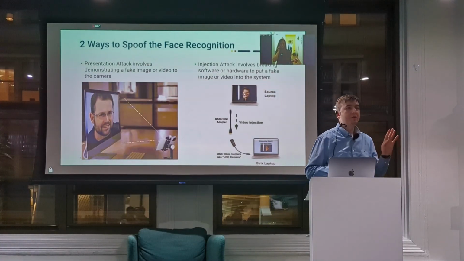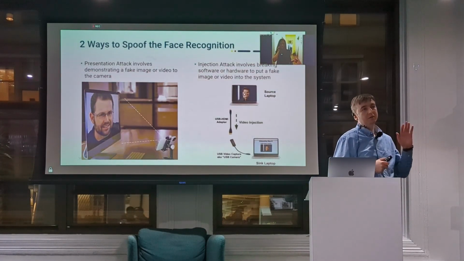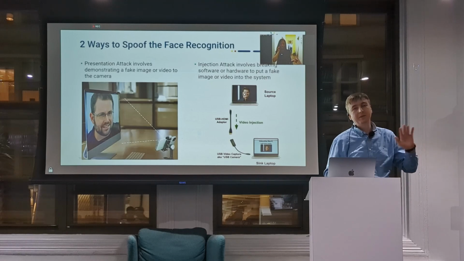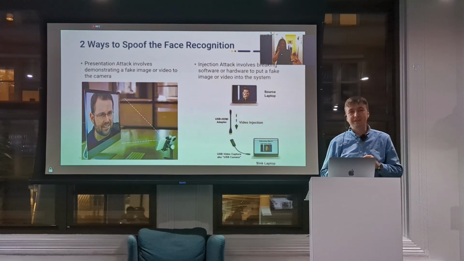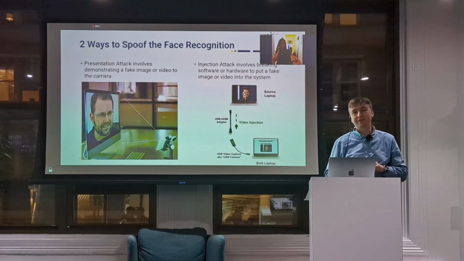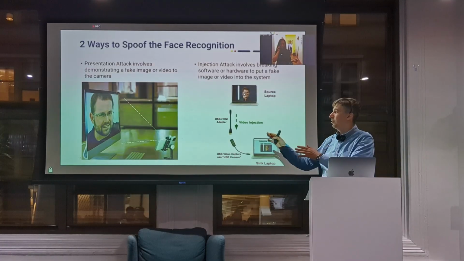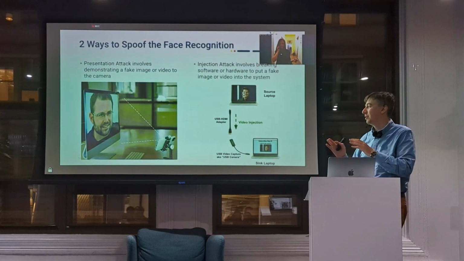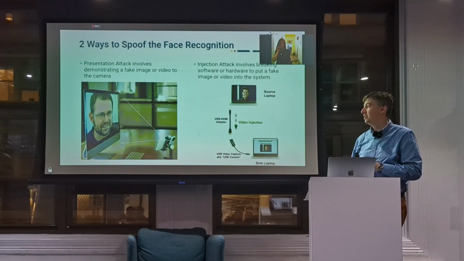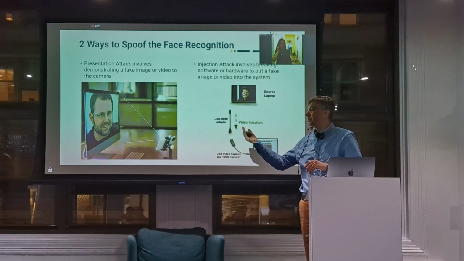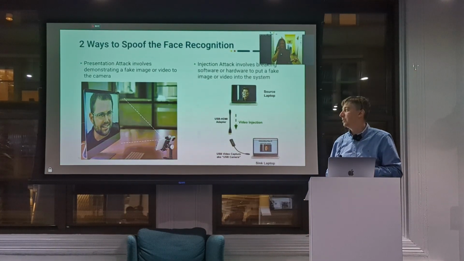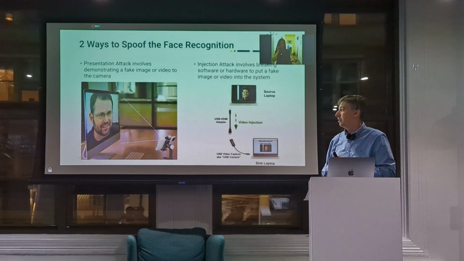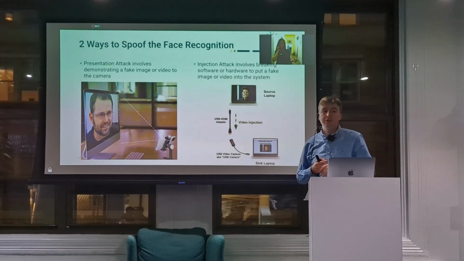And there are two types of how fraudsters usually deal with attacks. There are two types of attacks in general. The first type, on the left part, is the so-called presentation attack. Again, the fraudster is doing nothing with the system, but just presenting something to the camera in an accurate manner. And this is called a presentation attack.